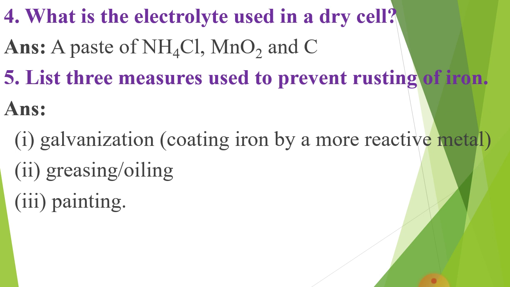First, galvanization. This is known as coating of iron by a more reactive metal, that is Zn. Second, greasing or oiling, you can do. And third, painting. So these three measures are commonly used to prevent rusting of iron.